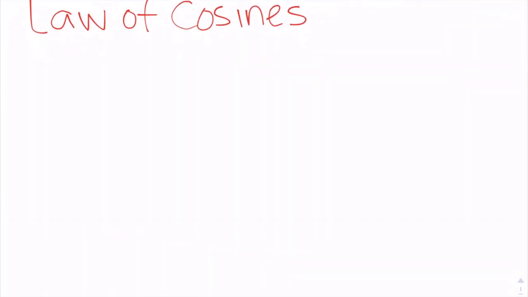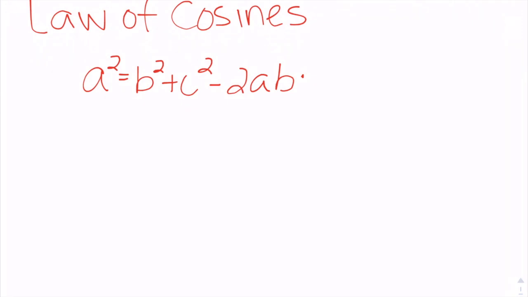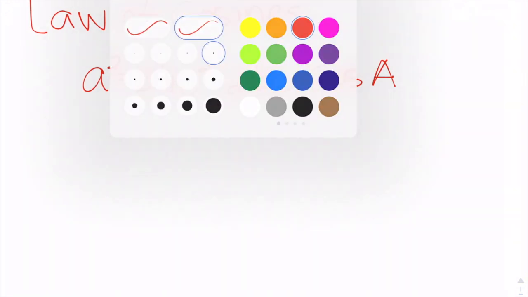Today we're talking about law of cosines. The law of cosines has a formula, and the formula is as follows: a squared equals b squared plus c squared minus 2bc times the cosine of angle A. You're going to use this version of the formula when you're solving for angle A or side A.